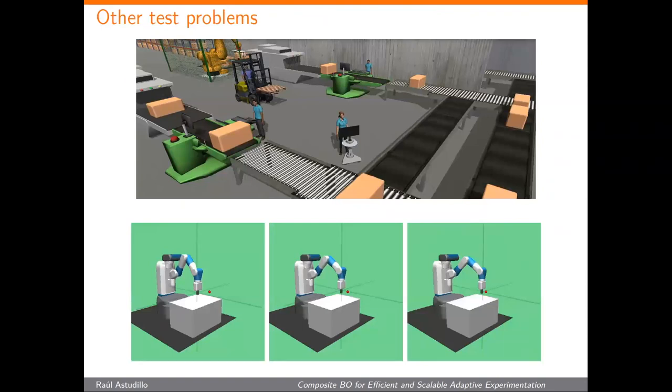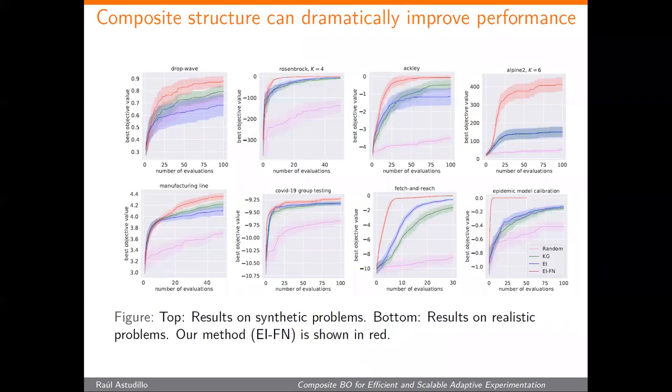In our paper, we explore other test problems, a manufacturing problem similar to the biologics problem that I was describing before, and also a problem related to robot control, where we want to teach a robotic arm to find some target. And across all these problems, and also some other synthetic problems, we see that this composite structure can provide significant performance improvements. As you can see in some of these examples, the improvements are quite dramatic. I'm not saying that this is going to work better than standard Bayesian optimization all the time, but definitely there are many, many problems where it is going to work significantly better.